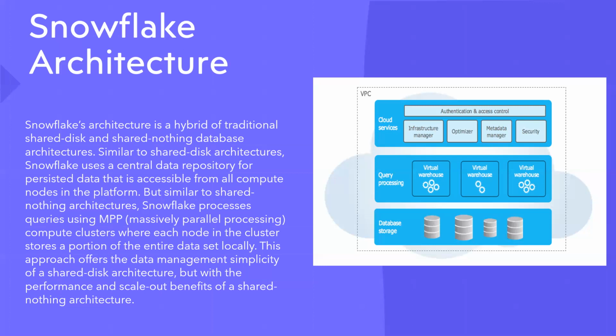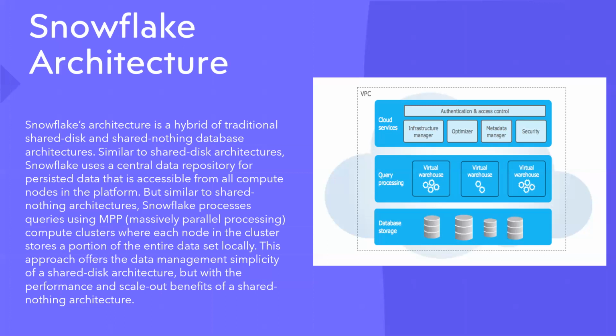Similar to shared disk architectures, Snowflake uses a central data repository for persistent data that is accessible from all compute nodes in the platform. But similar to shared nothing architectures, Snowflake processes queries using massively parallel processing compute clusters where each node in the cluster stores a portion of the entire dataset locally. This approach offers the data management simplicity of a shared disk architecture, but with the performance and scale-out benefits of a shared nothing architecture.